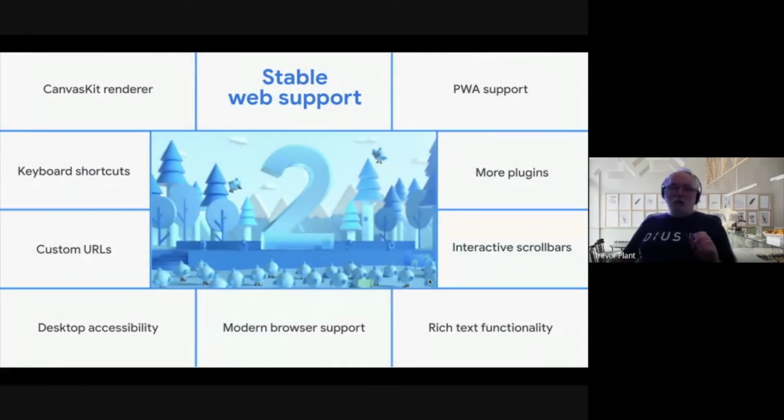So what was in the web stable release? This is some highlights of what was actually added. Things like PWA support, which is pretty exciting, progressive web apps. Keyboard shortcuts, accessibility, rich text functionality, always a big difficult one to get in. And the interactive scroll bars. So now your scroll bars interact with mice and touch. So it's across desktop and mobile.